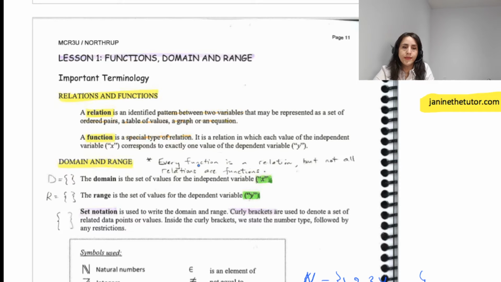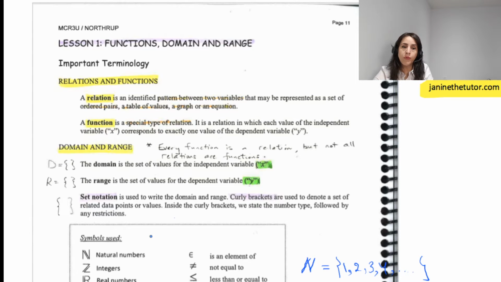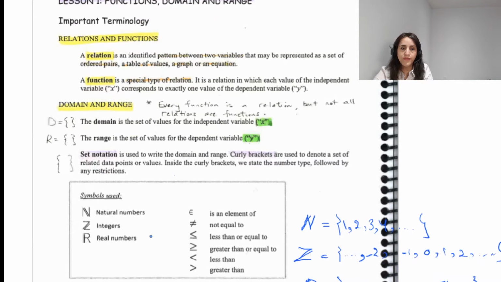Also, I just added here that every function is a relation, but not all relations are functions. We know about it. Set notation is used to write a domain and range. Curly brackets are used to denote a set of related data points or values. Inside the curly brackets, we state the number type followed by any restriction.